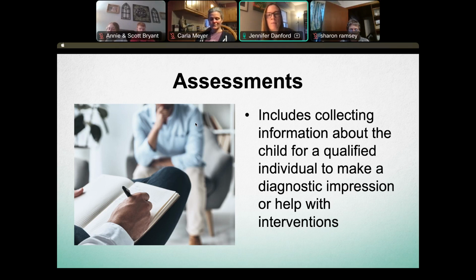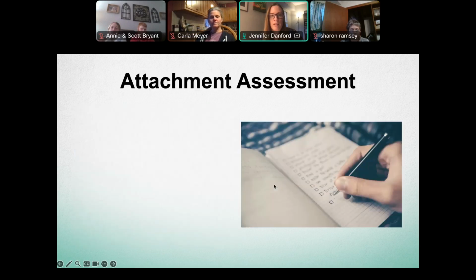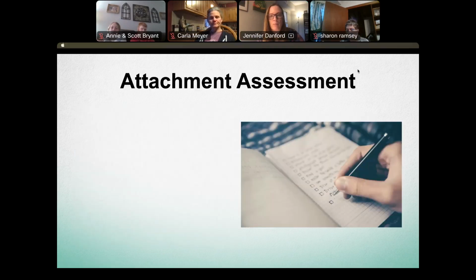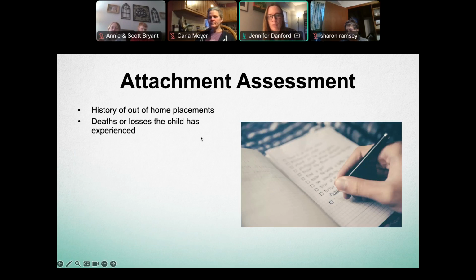But here are some things they might need, and you could go ahead and start collecting some of this information before any of that started. So you're going to collect information about a child to help a qualified individual make some diagnostic impressions. A lot of times they're going to want basic information, history of out-of-home placements, and it takes time to get this information because it can be like pulling teeth sometimes at certain agencies, at all agencies really. And so that's why you could even start working on it before you have identified a provider.